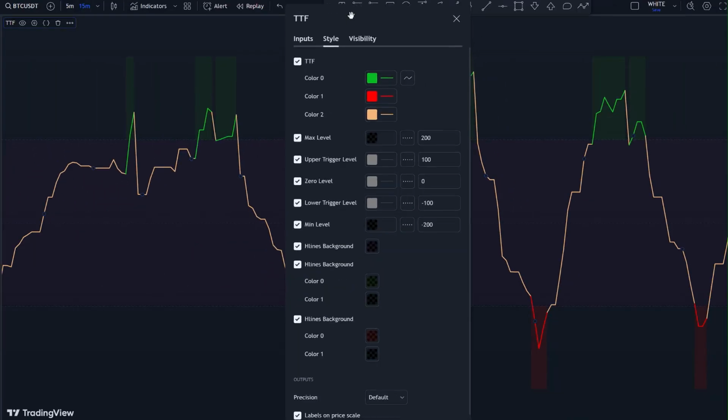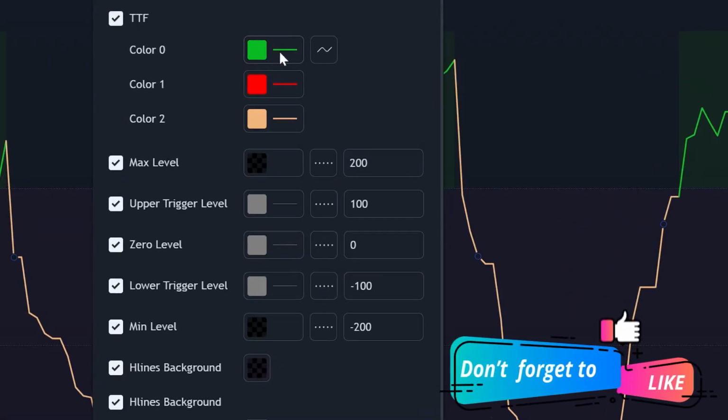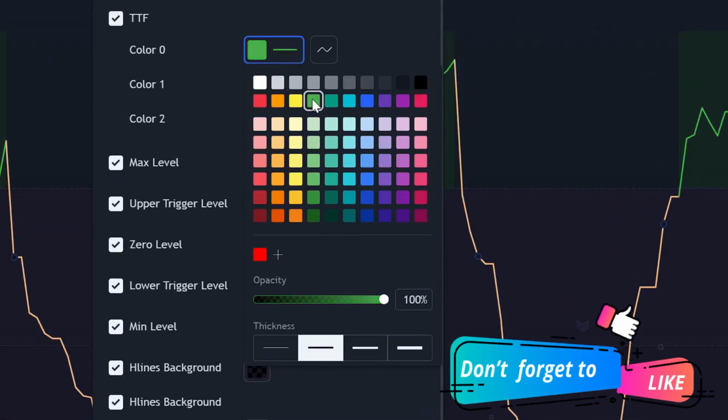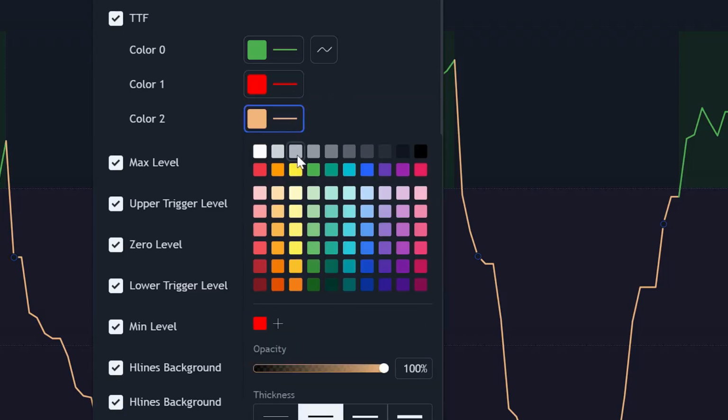Now let's get to the Style tab. Here we're going to customize the colors of the Trend Trigger Factor. Let's change the TTF option colors to green, red, and white respectively. This will make it super clear when you're in a bullish, bearish, and neutral zone.